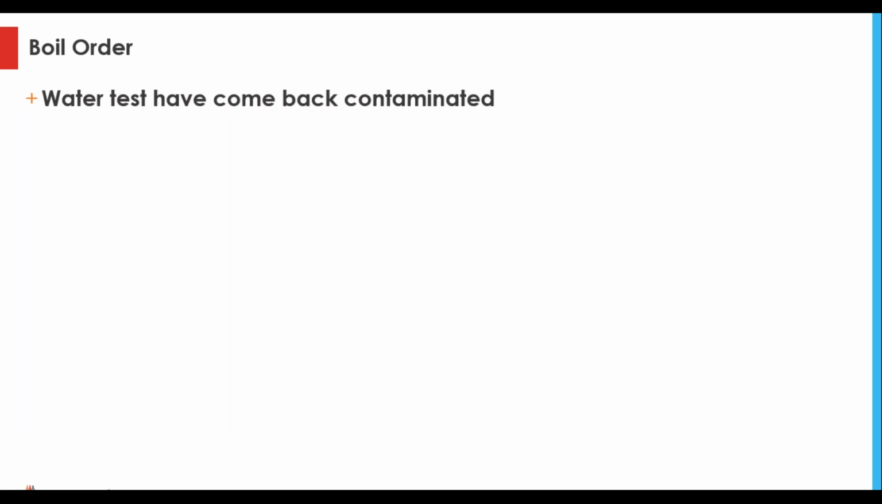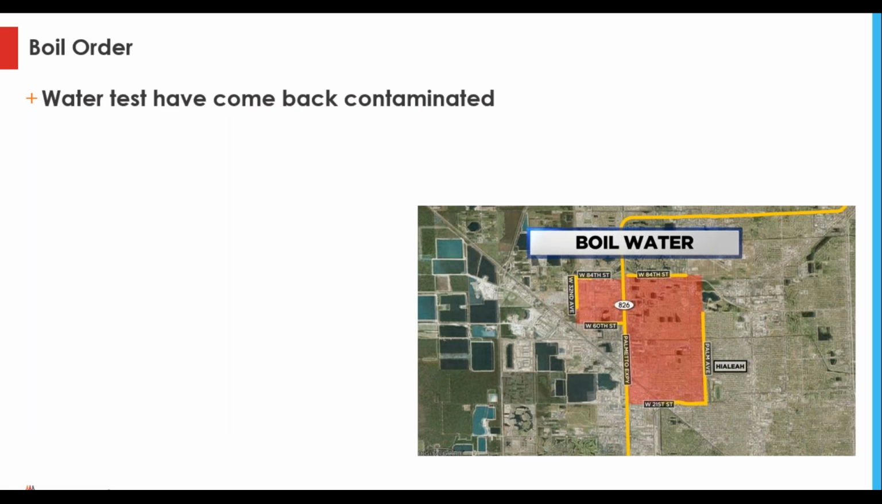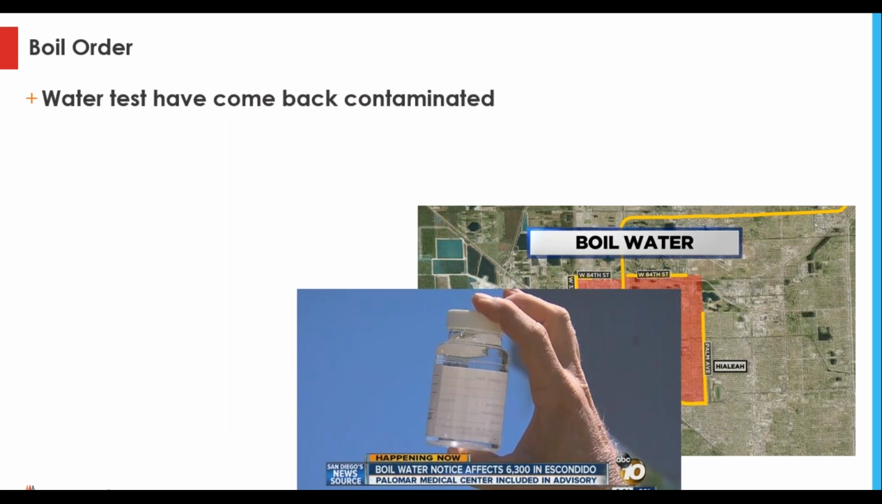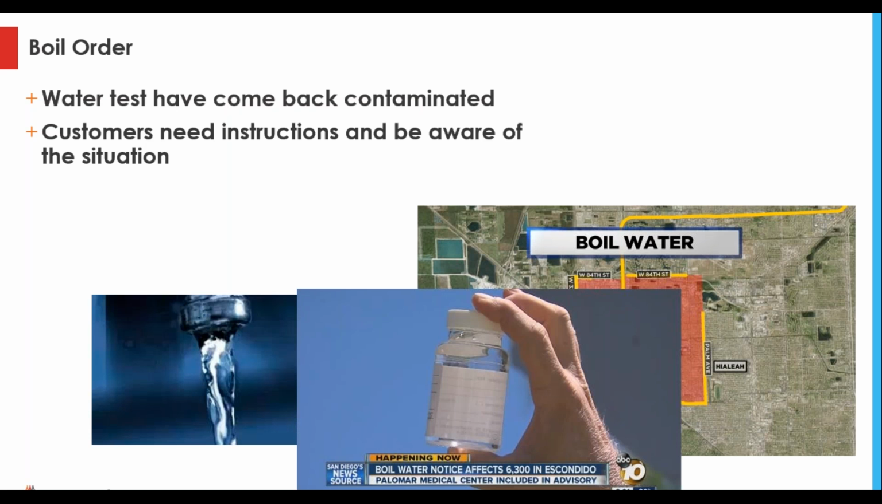The same goes with the boil water order. If you have a water test that comes back contaminated for a certain area, that area needs to know, and they need to know what to do and what it's contaminated with. So they need these instructions to be aware of the situation. And your team, just like a power outage, they need to respond as soon as possible.